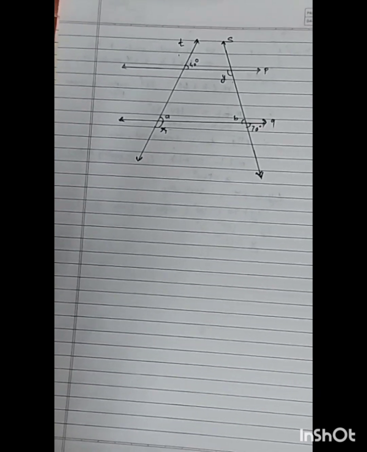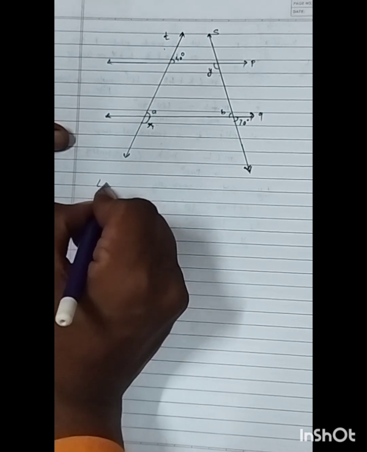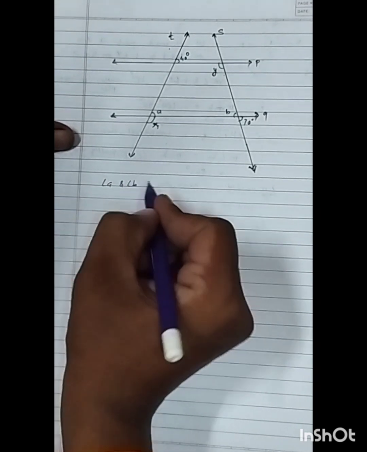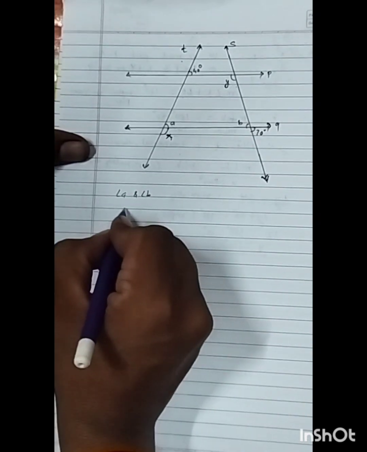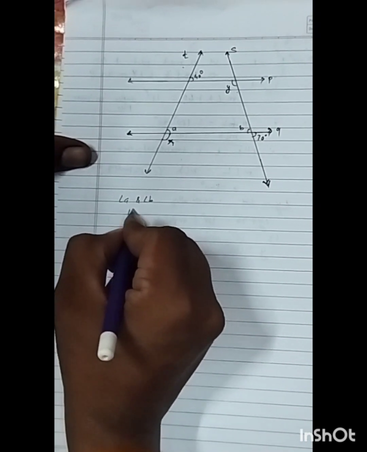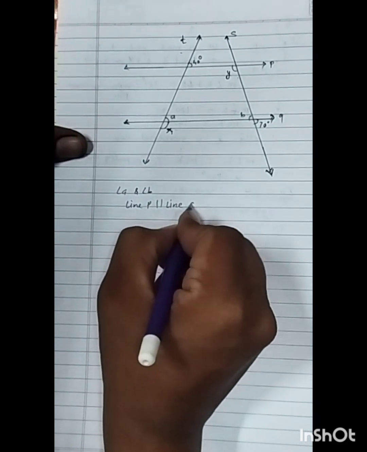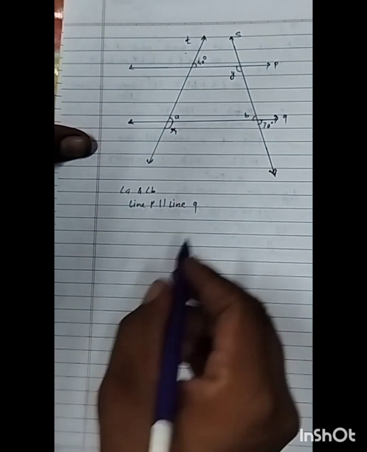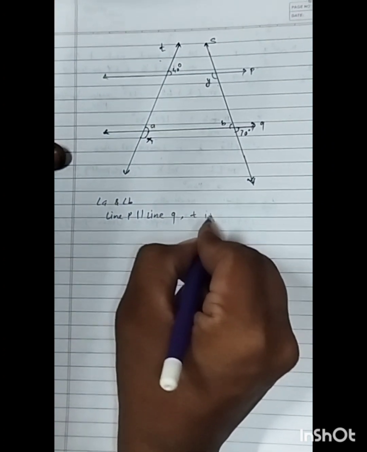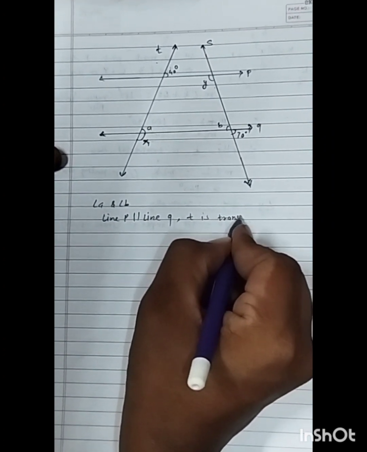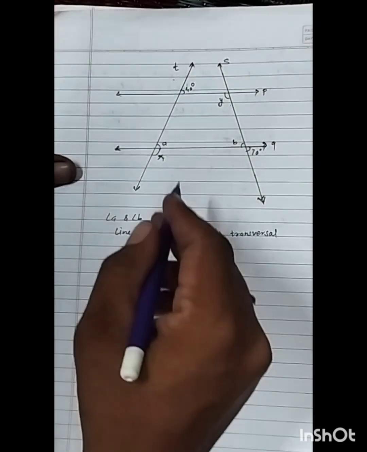So now here students, we can consider like this. Consider angle A, we have taken this. Consider angle A and angle B. So we have to take these two angles. Then we can write: line P is parallel to line Q, and T is the transversal. First we are going to consider T as the transversal.